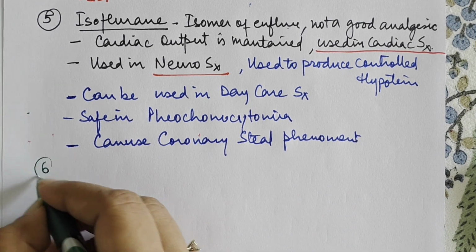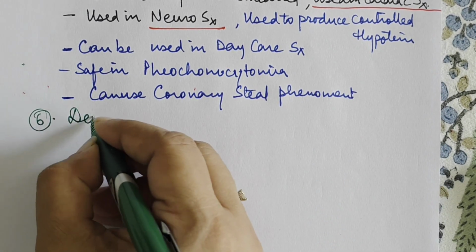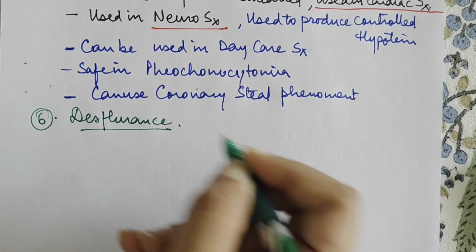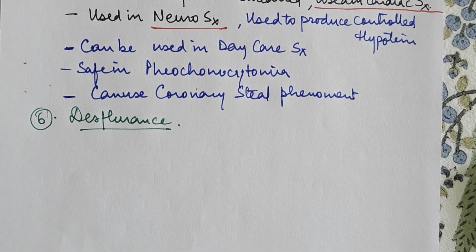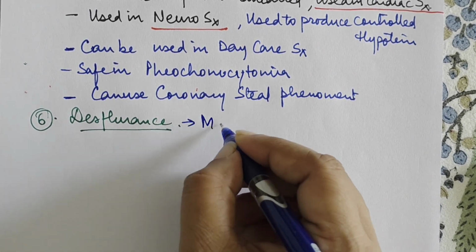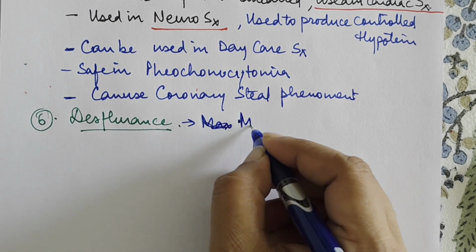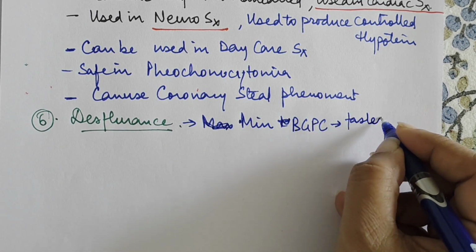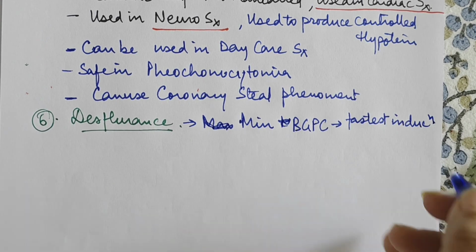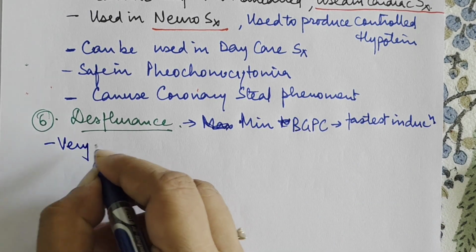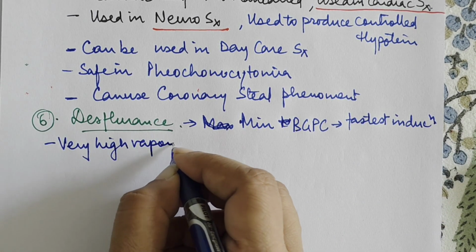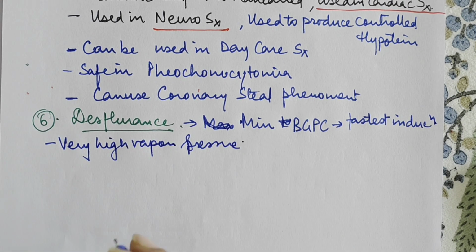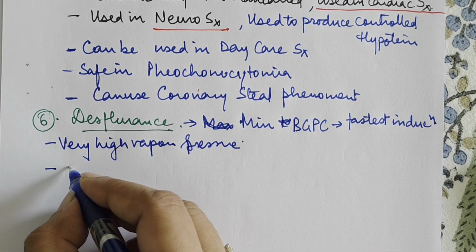The next drug that we discuss is, what is that? Desflurane. Now as the name itself suggests, it is again an isomer. Now this drug has the minimum blood gas partition coefficient. So it has got the fastest induction, right? Fastest inducing agent. It has got very high vapor pressure, so boils even at room temperature. So special vaporizers are used.